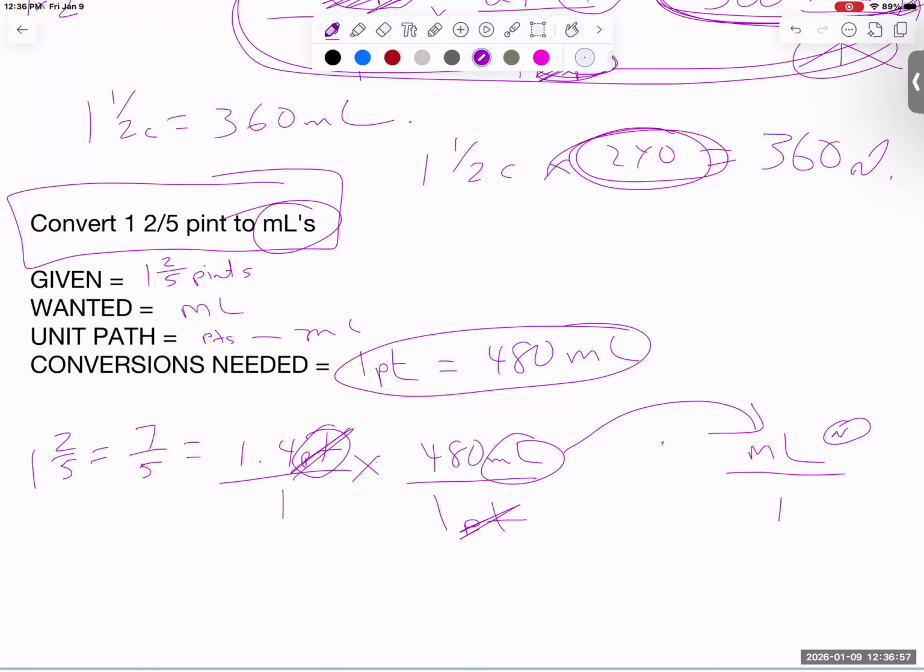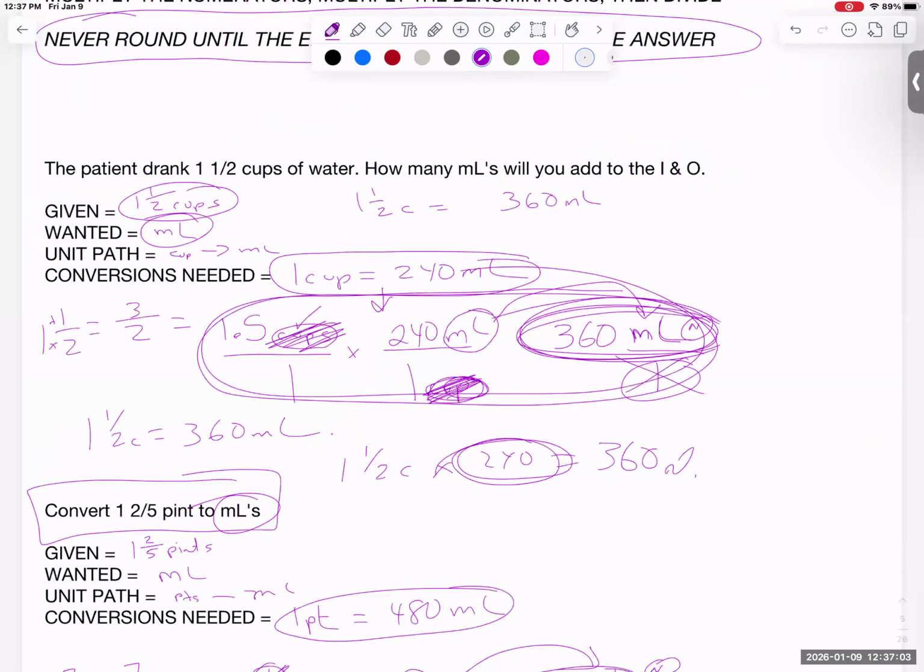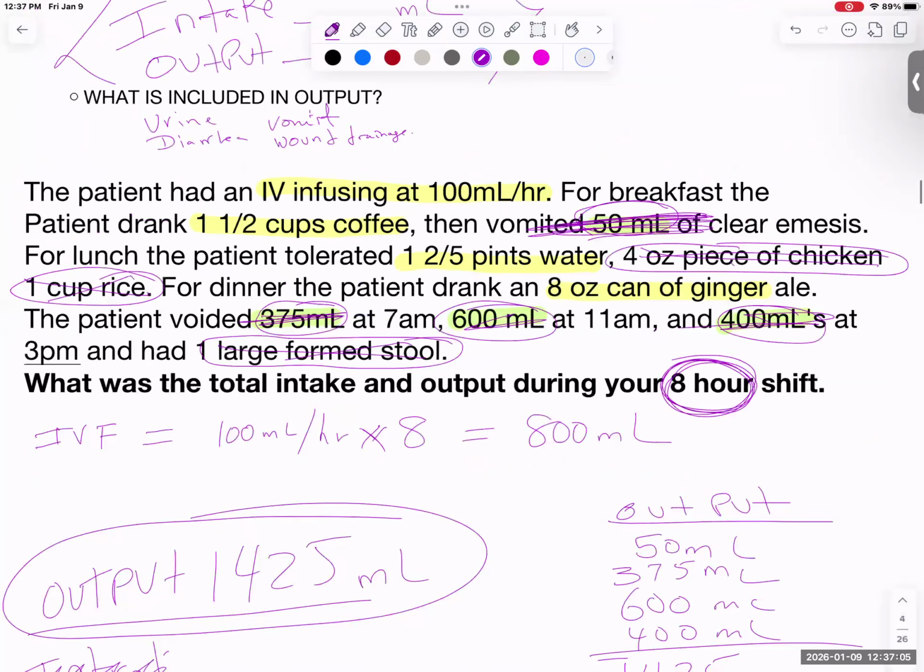1.4 times 480 is 672 milliliters. So remember, this is just working off of that intake and output.